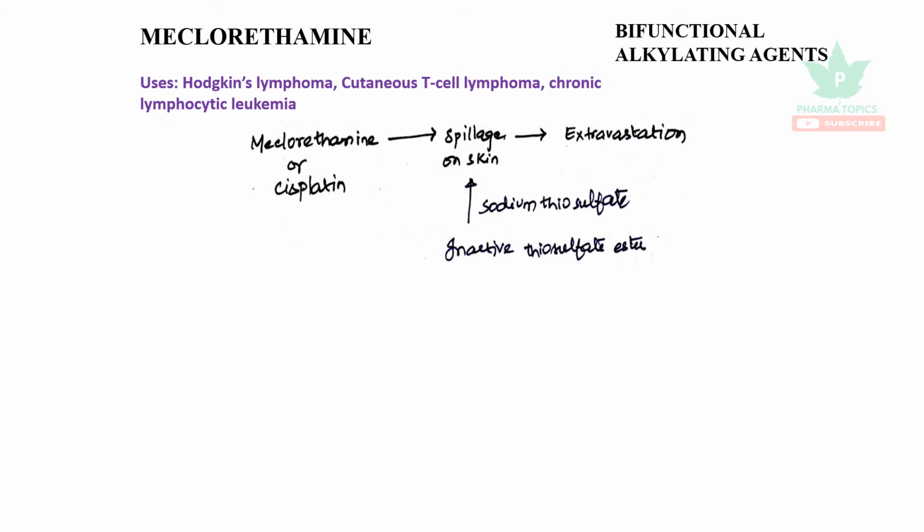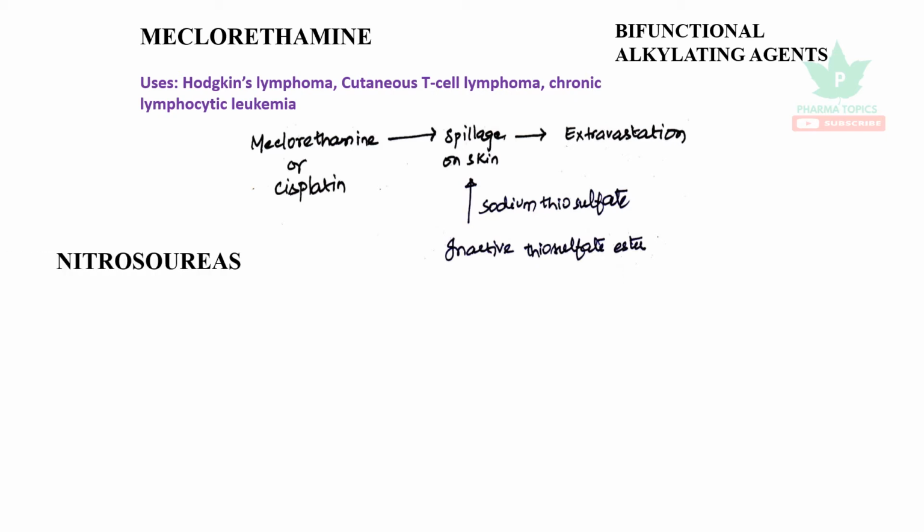The next drug is Mechlorethamine. It is a highly vesicant drug. When it spills on our skin, it causes blisters. So Cisplatin is also a highly vesicant drug. When it spills, it causes extravasation. The antidote for this is sodium thiosulfate. Mechlorethamine is used in Hodgkin's lymphoma, cutaneous T-cell lymphoma, and chronic lymphocytic leukemia.